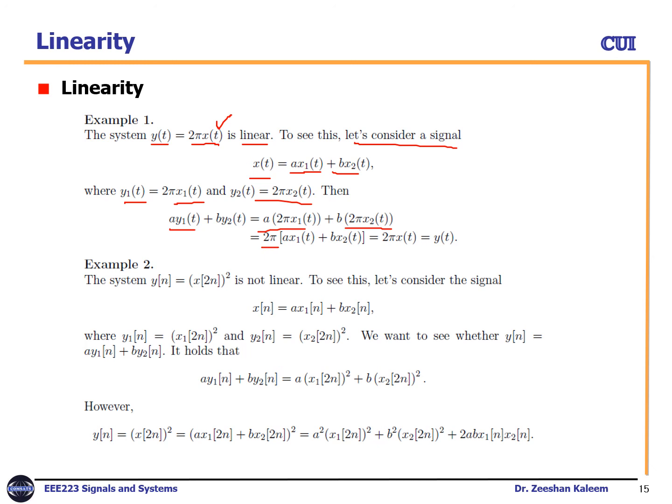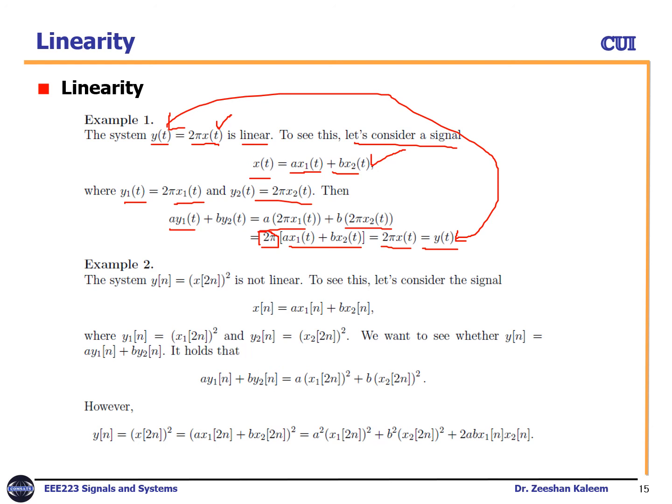Let's take 2 pi common here because it is common in both. So 2 pi, then it becomes a x1(t) plus b x2(t), which you know is equal to x(t). Similarly, it can be written as 2 pi x(t), which is equal to y(t). So both of them are equal, y(t) here and y(t) there. So it means that the system is linear.